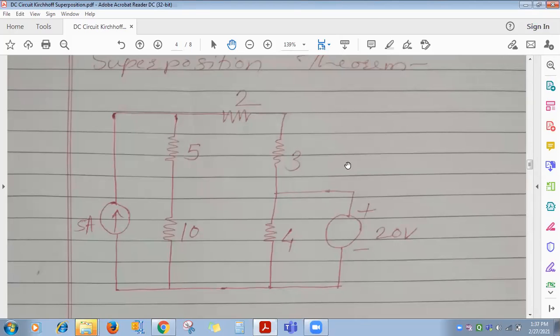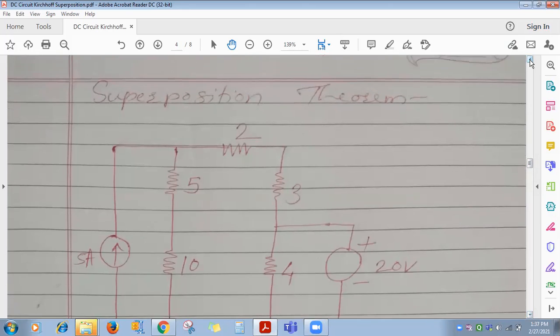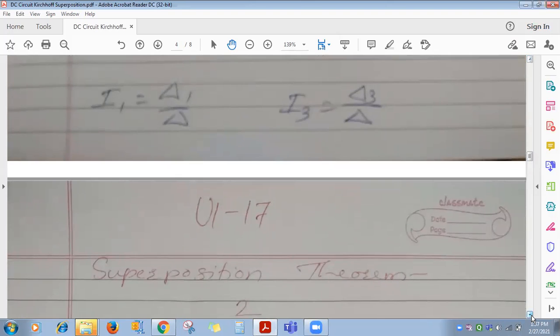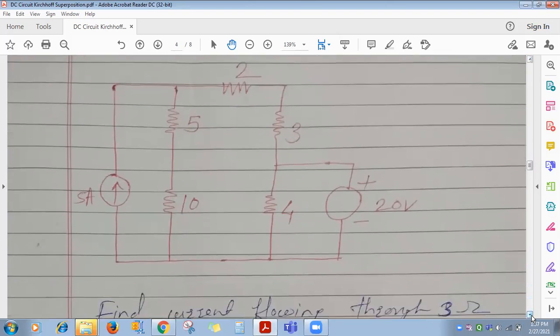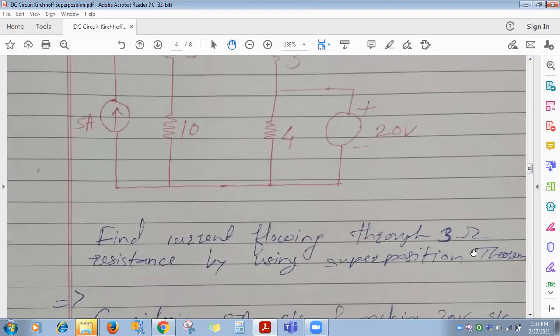Here, it's a linear circuit. Resistances are there and time-invariant sources are there, so you can apply superposition theorem. 2 sources are there: one is a voltage source, another one is a current source. In this sum, you have to find the current flowing through the 3 ohm resistance using superposition theorem.